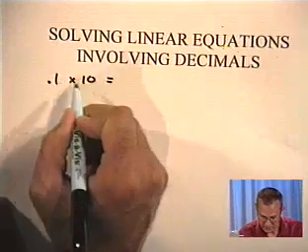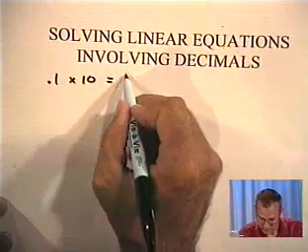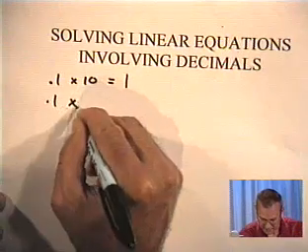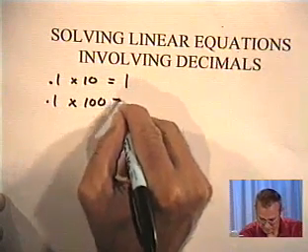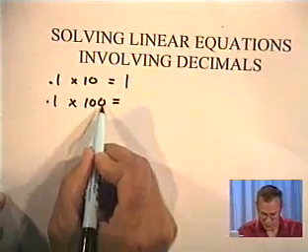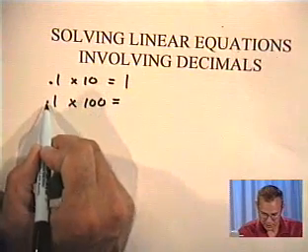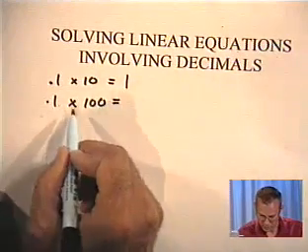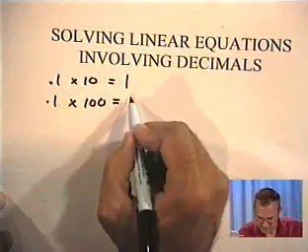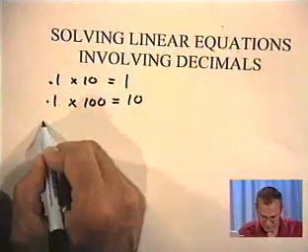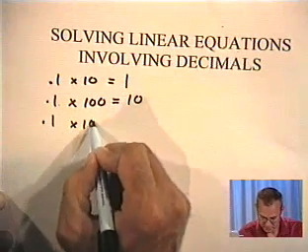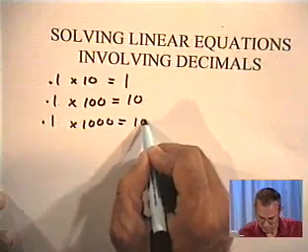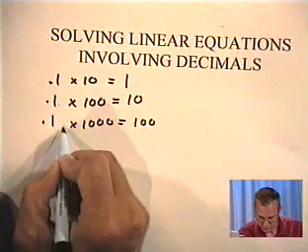So 0.1 times 10 is 1. Multiplying by 100, I put the decimal 2 places over. So 0.1 times 100 would be 10, and times 1000 would be 3 places: 1, 2, 3.